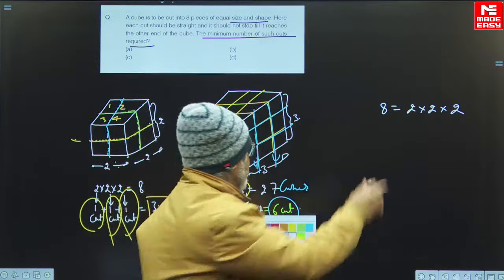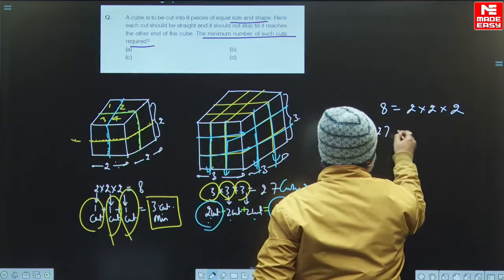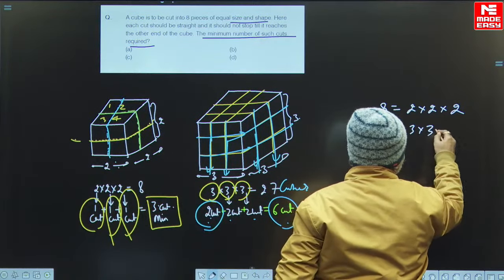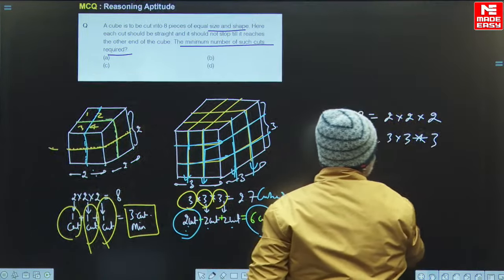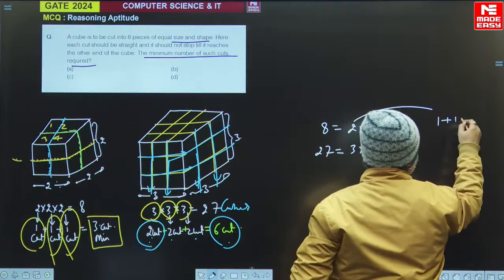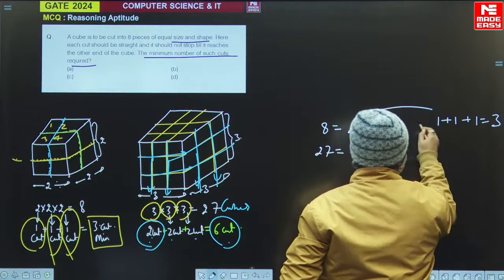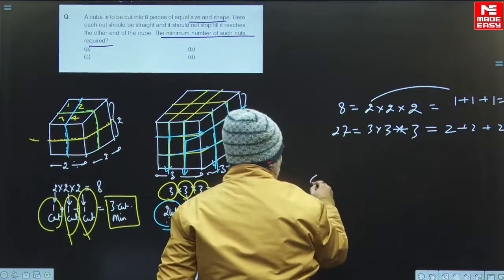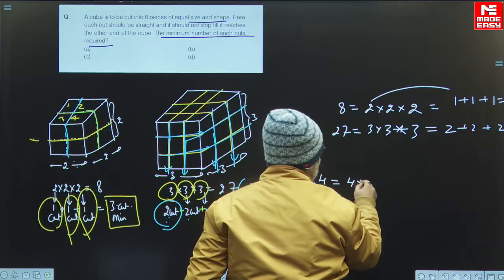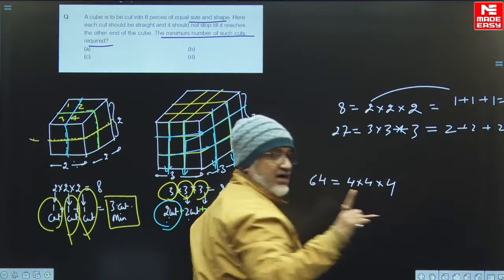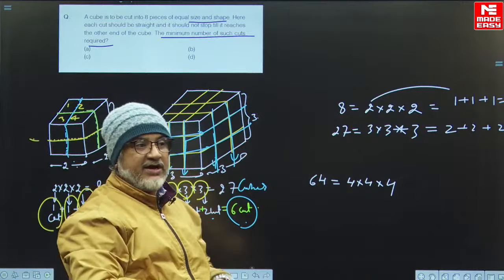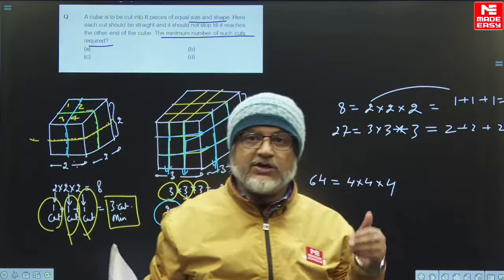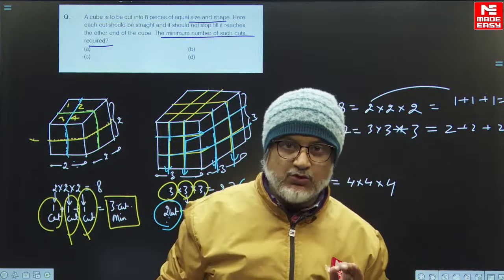अब अगर आप मेरे को यहाँ पे बताएं 27 होता तो 3 into 3 into 3 होता, यहाँ पे we have 1 plus 1 plus 1, 3 कट, यहाँ पे होता 2 plus 2 plus 2, that is equal to 6 कट. अब अगर हमारा 64 होता, 64 equal cube 4 into 4 into 4. I hope I need not to draw it. If there would have been 64 equal cubes, 4 into 4 into 4 will eventually come out to be 64.